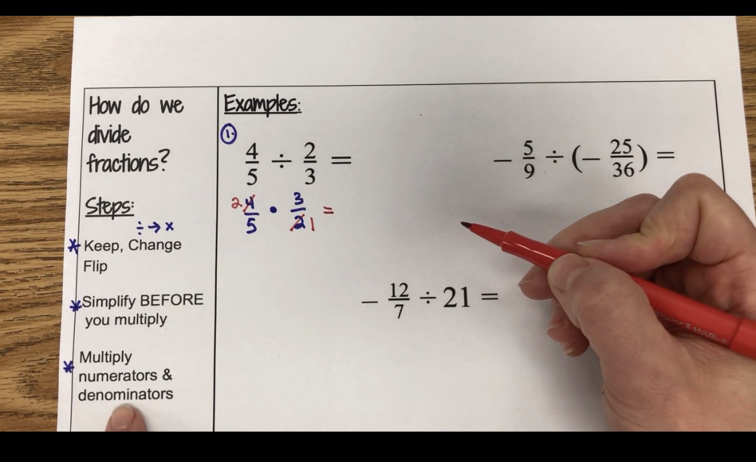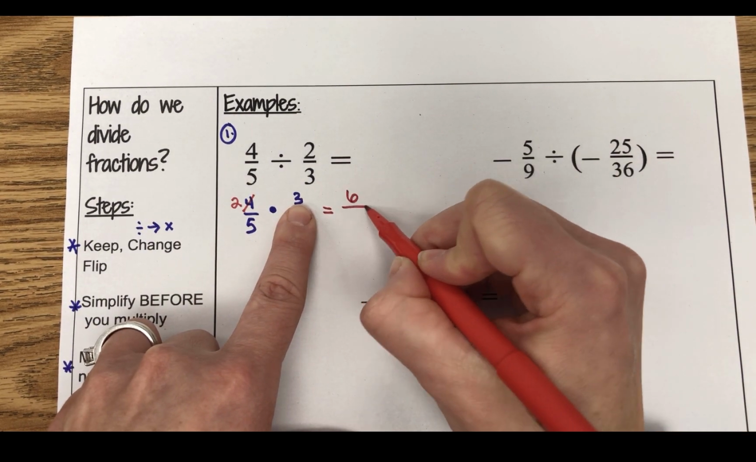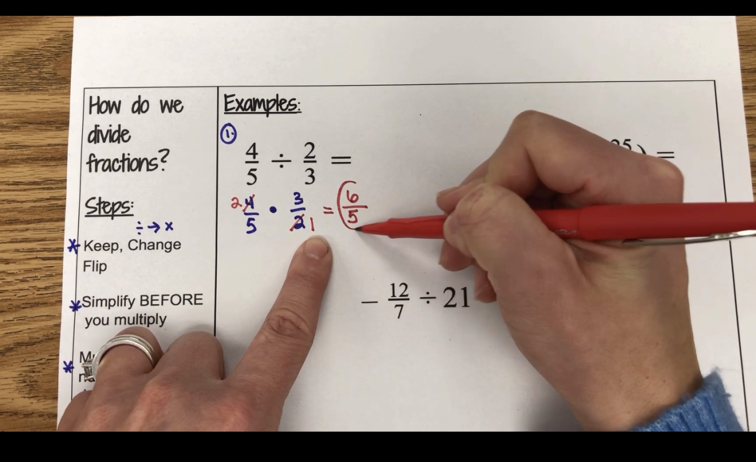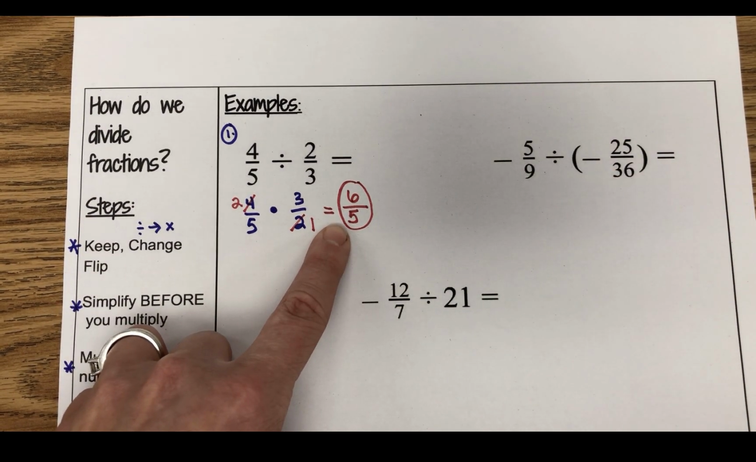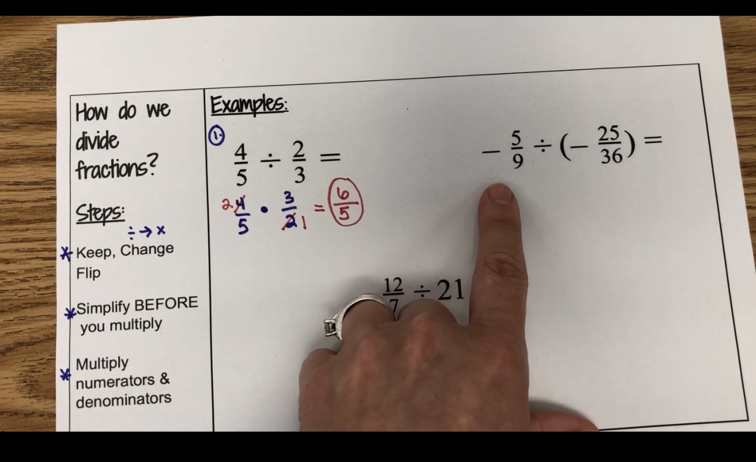Then I multiply my numerators and then denominators. So 2 times 3 is 6. 5 times 1 is 5, and I'm going to leave my final answer as a simplified improper fraction. Unless this was a real world problem, then we would change it to a mixed number. Let's go to example 2.